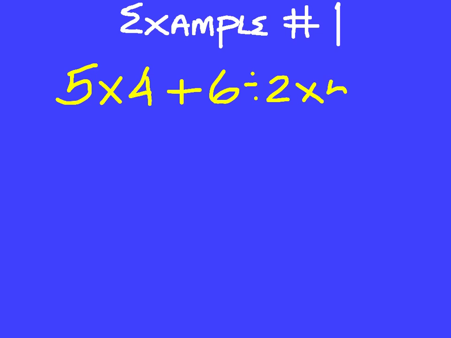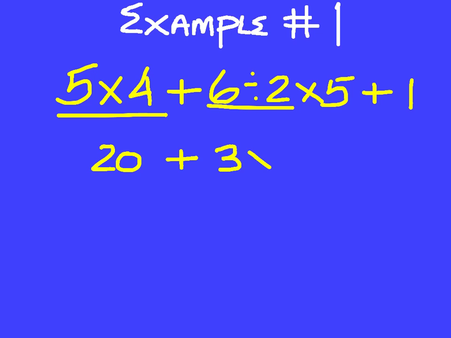First example, 5 times 4 plus 6 divided by 2 times 5, and then plus 1. You do multiplication and division first, in order from left to right. So this is the first thing that shows up. 5 times 4 is 20. And then 6 divided by 2 is 3.